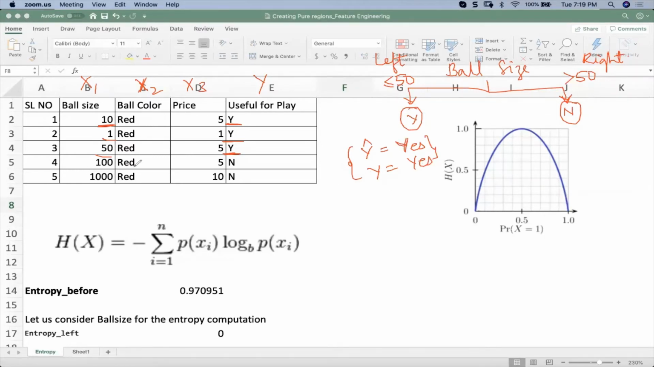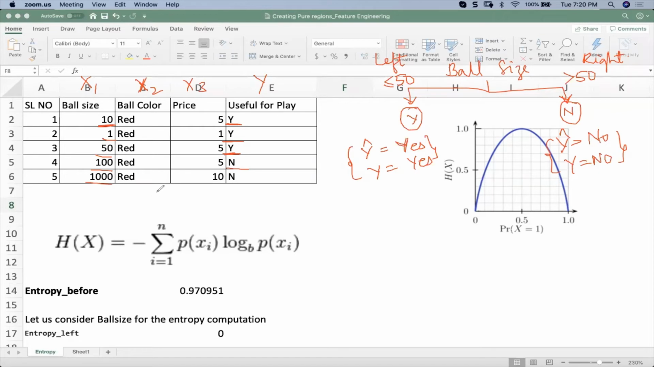Now, let's go to row number 4. Ball size is 100. Ball size 100 means it's greater than 50. It follows this classification rule. Then what does your predicted value say here? No, it won't be useful for play. And what does your actual value say? Not useful for play. Is there a match? Absolutely, there is a match.